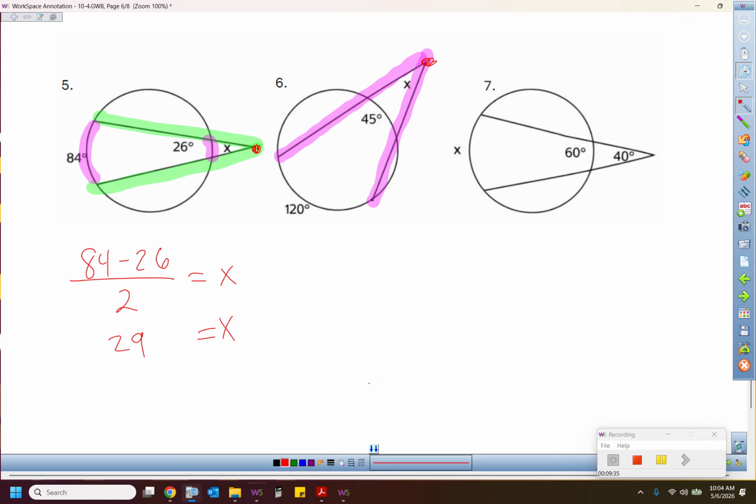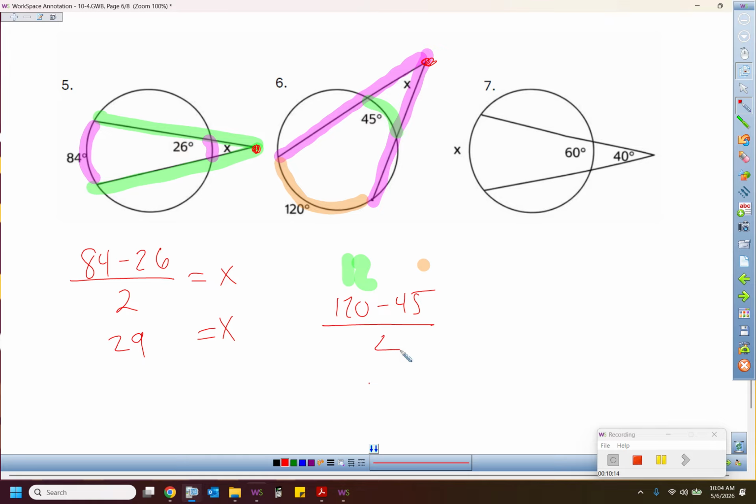This is outside the circle. Like here is the circle. Isn't that on the outside of the circle? So I need the 2 arcs contained by it. That would be this 120 right here and this 45 right there. And what does outside mean? Same, 2 to 1, add or subtract. Outside means subtract. 120, take away 45.